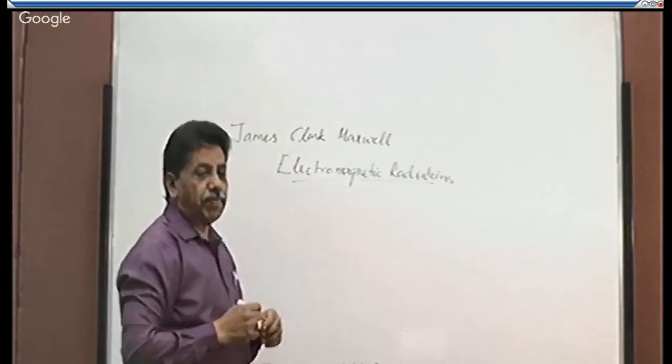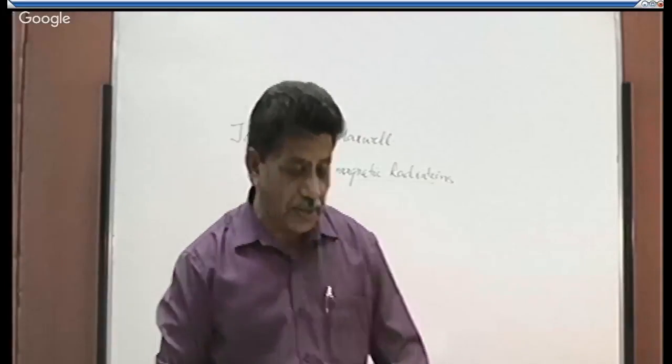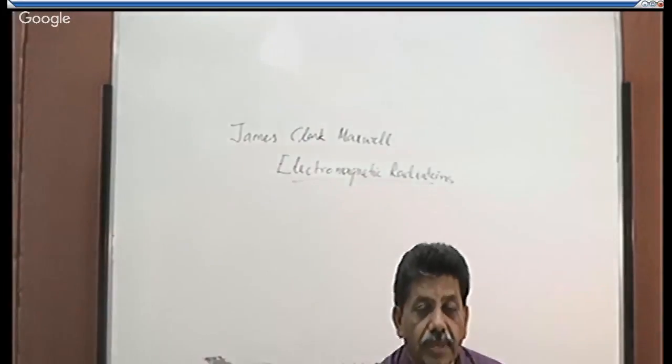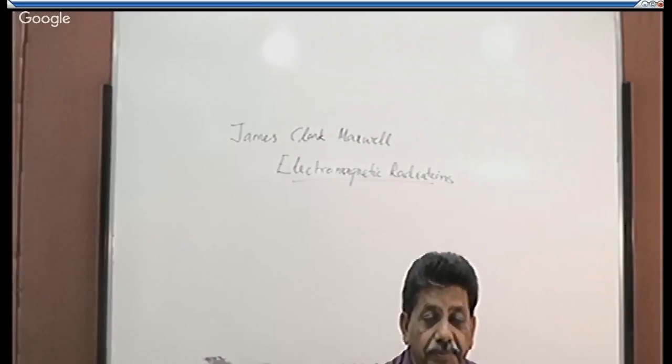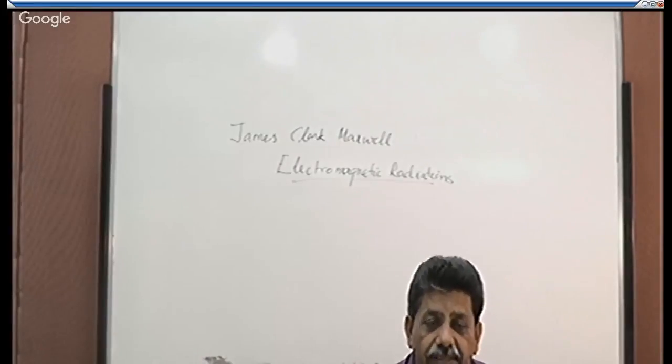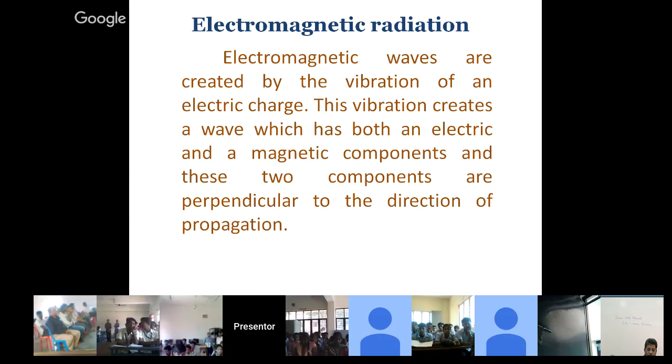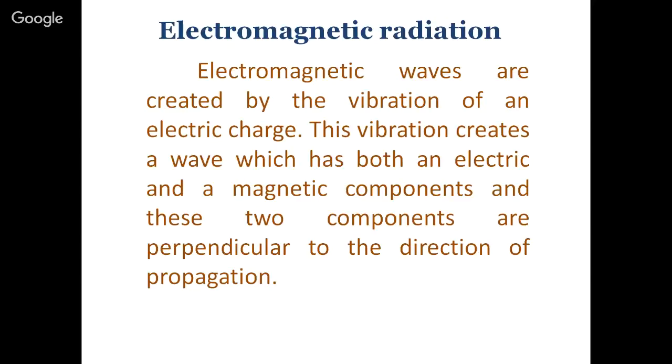Now you can see the PowerPoint, and you can just note down what electromagnetic radiation is. Electromagnetic waves are created by vibration of an electric charge. This vibration creates a wave which has both an electric and a magnetic component, and these two components are perpendicular to the direction of propagation.